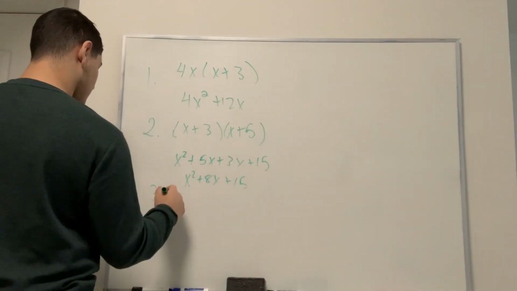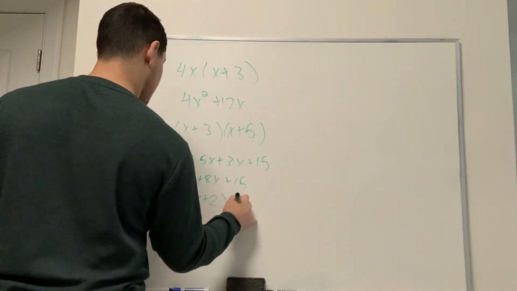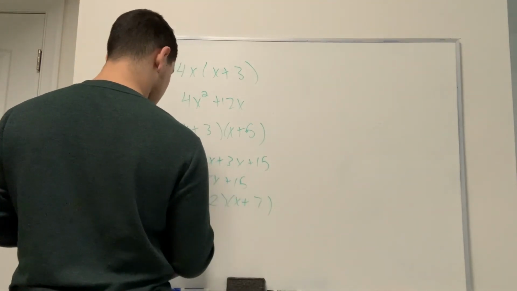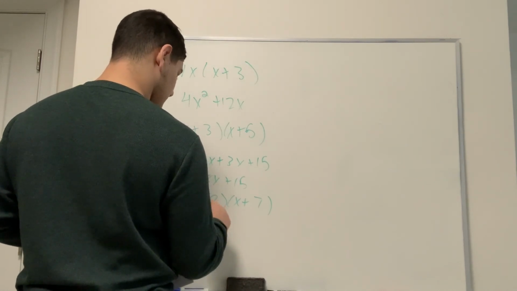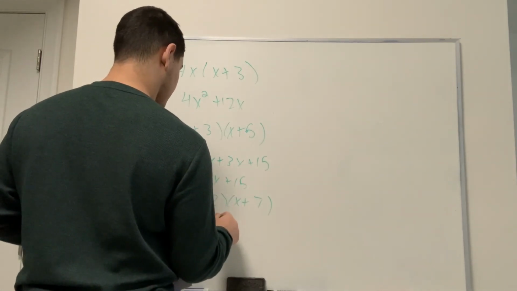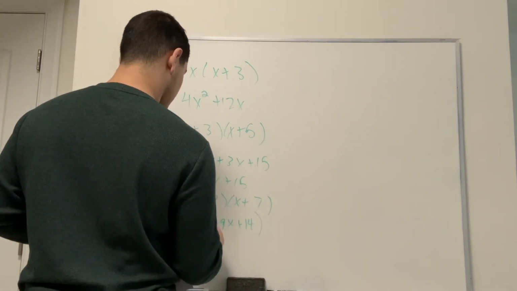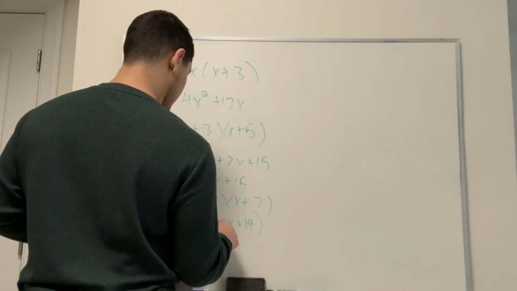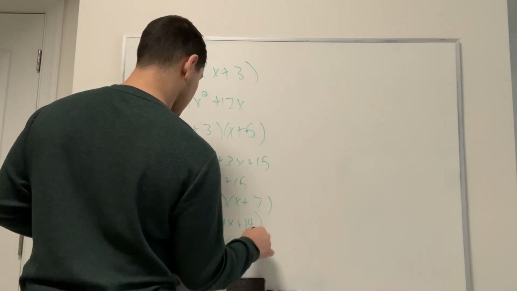Number 3, 5 times x plus 2 times x plus 7 expands to 5 times x squared plus 7x plus 2x plus 9x plus 14, which expands to 5x squared plus 45x plus 70.